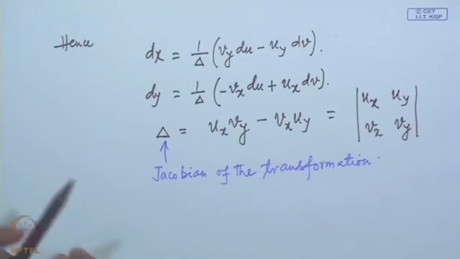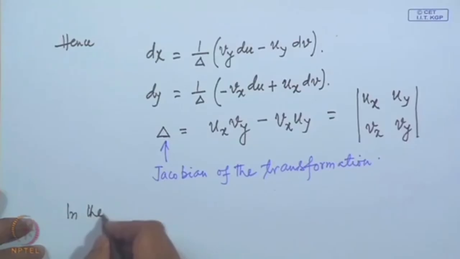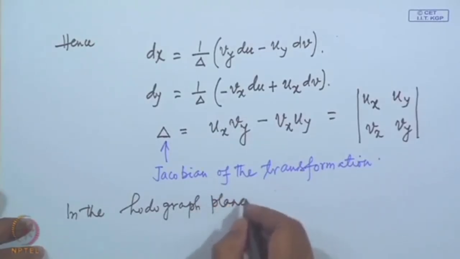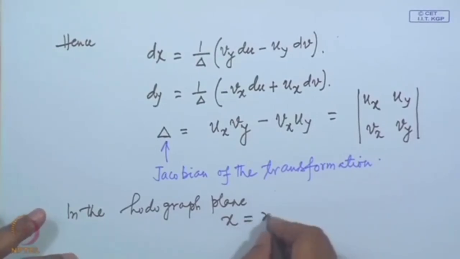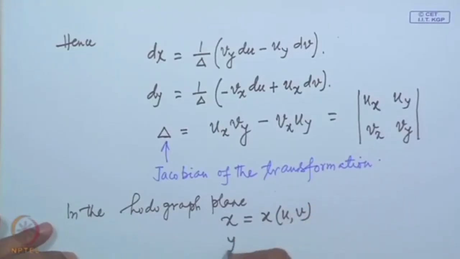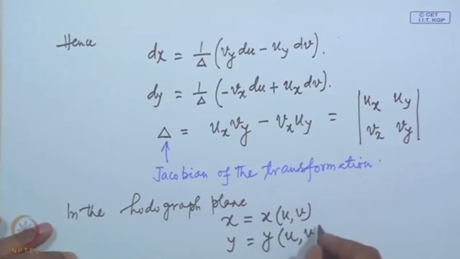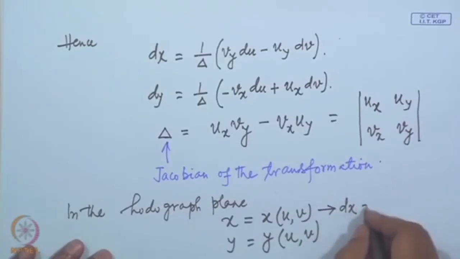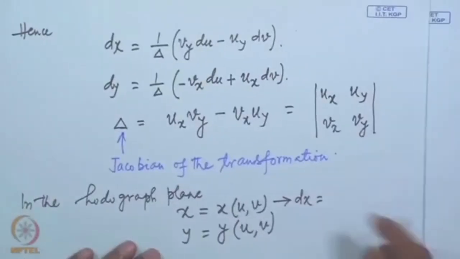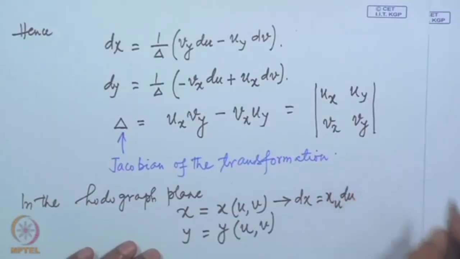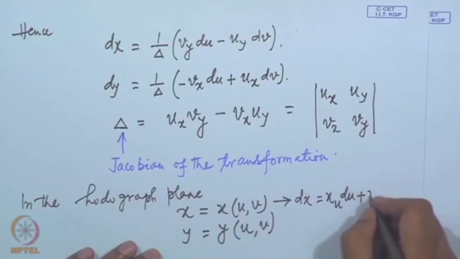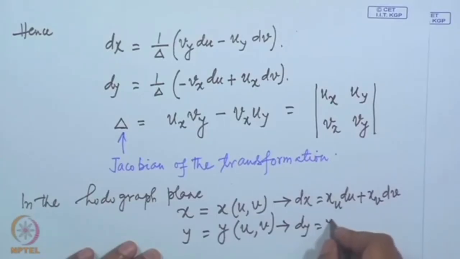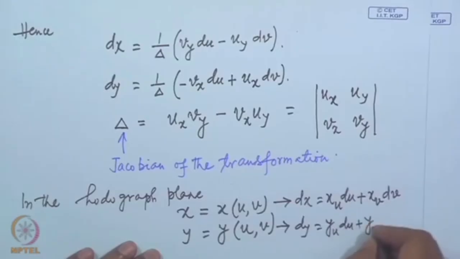In the hodograph plane, we have x as the dependent variable, which is a function of the independent variables u and v, and similarly y is also a function of the two independent variables u and v. This of course gives dx equal to x_u du plus x_v dv, and dy is y_u du plus y_v dv.